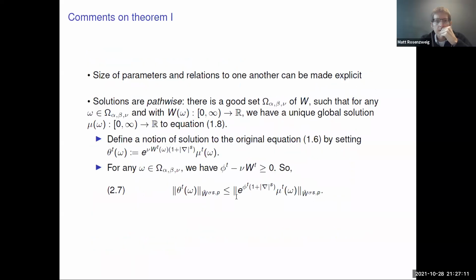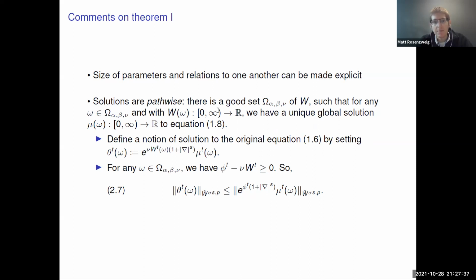So some comments on the theorem. I didn't really tell you anything about the size of the parameters and the relations to one another. This can be made explicit. I don't think it's so enlightening to state that, so I'm not going to. If you're really curious, you can work your way through the proof. The more important thing is, what do I mean by solutions here? They are intended in the pathwise sense to this random PDE that I transformed to.